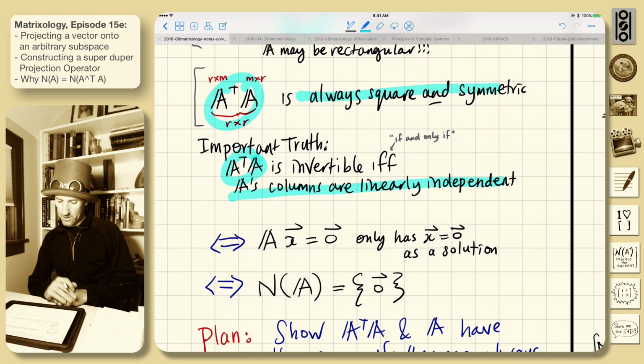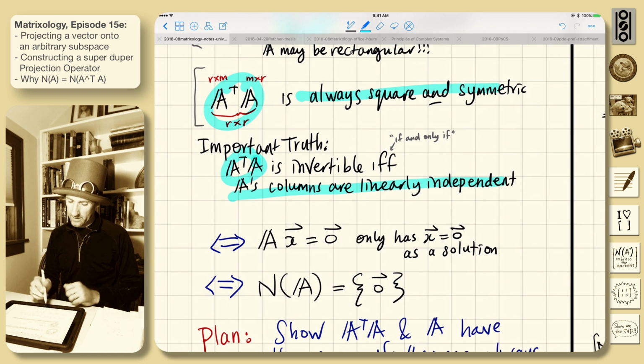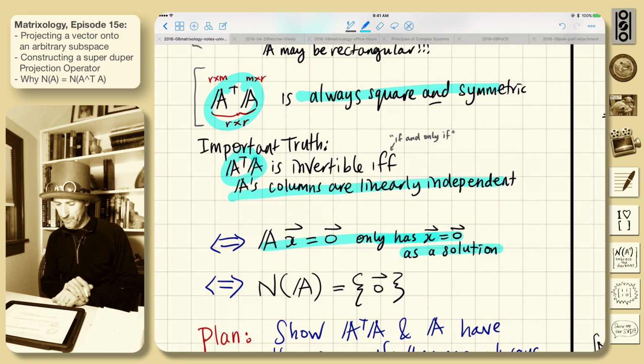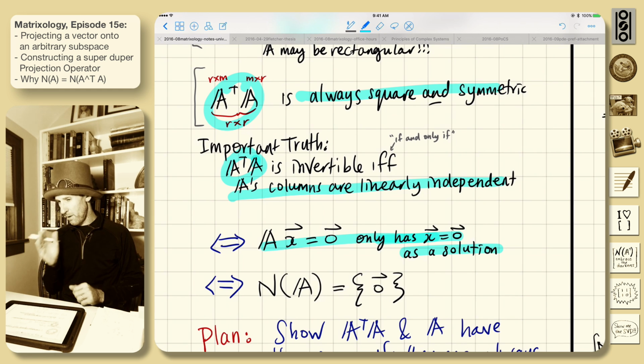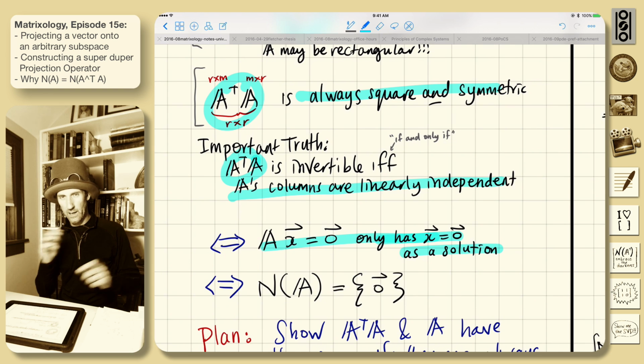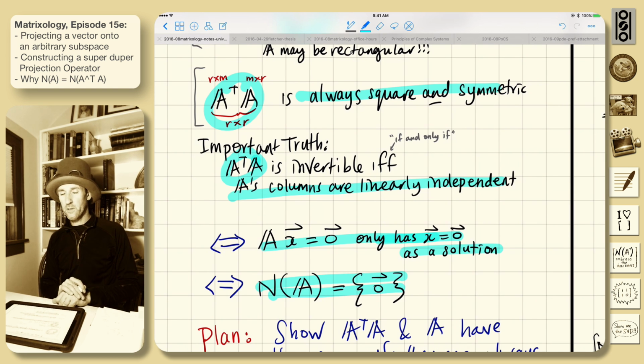Now, this is just, when is A transpose A invertible? Well, A, which could be rectangular, its columns have to be linearly independent. If they're linearly independent, that means that A times x equals 0, this is the definition. There's only one way to combine them, which is to weight them all by 0. There's no way to make one out of the others. Which is the same as saying the null space is 0.